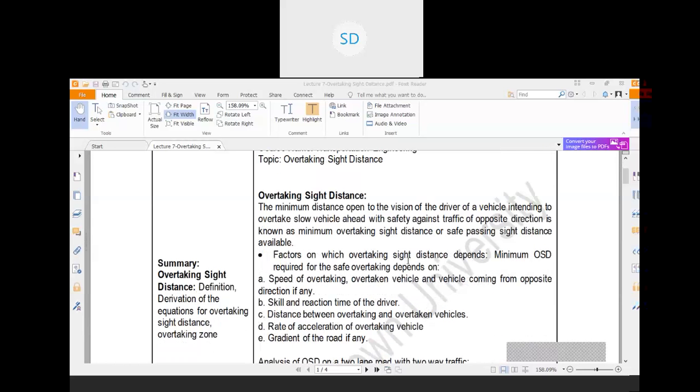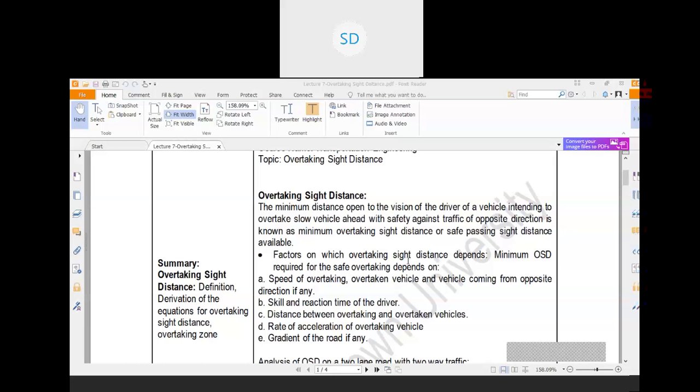Stopping sight distance, as the name suggests, was the minimum sight distance required to stop the vehicle whenever any other vehicle or any obstruction is in front of you. Here, the overtaking sight distance is the sight distance required to safely overtake slow-moving vehicles. That is the minimum sight distance required to overtake a vehicle with safety against traffic of the opposite direction.